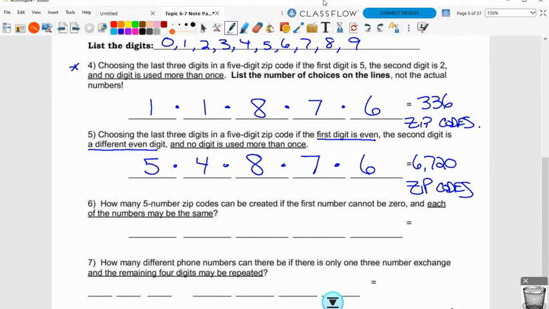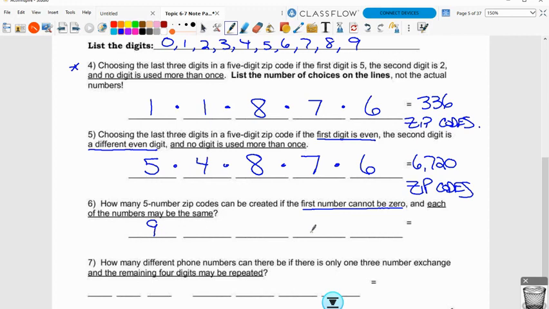In example 6, they want to know how many 5-number zip codes can be created if the first number cannot be 0, and each of the numbers may be the same. So I can repeat numbers in this example. We've got our 5 spaces listed out for the 5 digits in the zip code. They've told me that the first number can't be 0. So if I ignore 0, I still can choose any one of those 9 numbers. So I have 9 choices for the first digit.